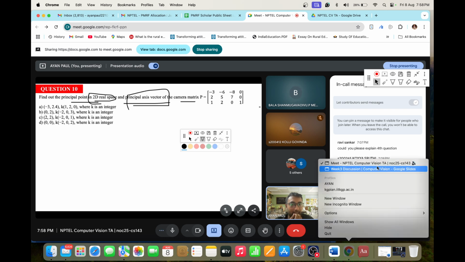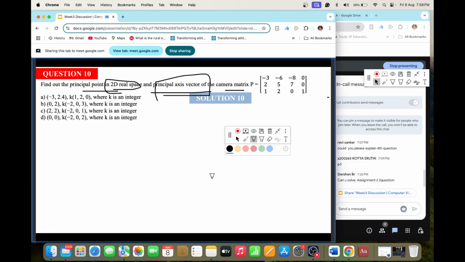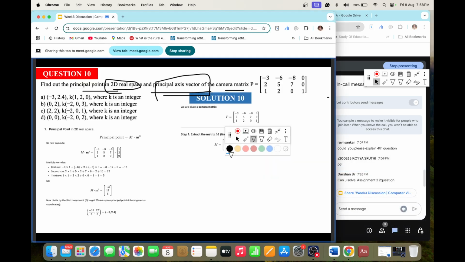Okay, and I need the 2D real space, so you have to solve it elaborately. So this is very clear to all of you. Just do this, and then just multiply it by the scale. So that is a different thing.